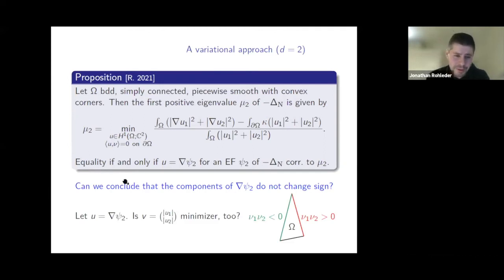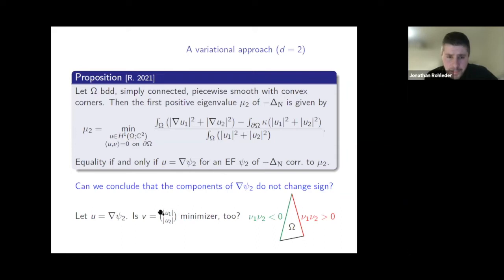And what would we need to do? The usual technique, for scalar functions or for the scalar Laplacian, would be: I take the eigenfunction, or the minimizer, and I take the modulus of it. So now we would take the modulus component-wise, and we wonder, is that a minimizer again? And if yes, then we could conclude something about the non-sign changing property by using a maximum principle for harmonic or subharmonic functions.